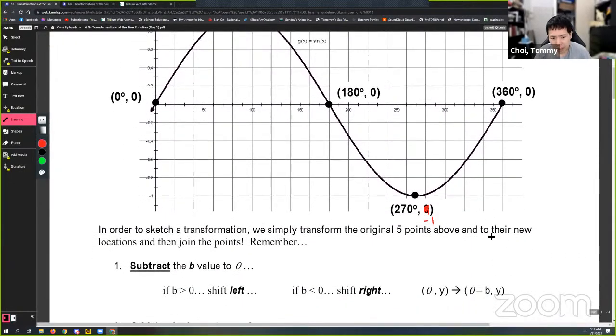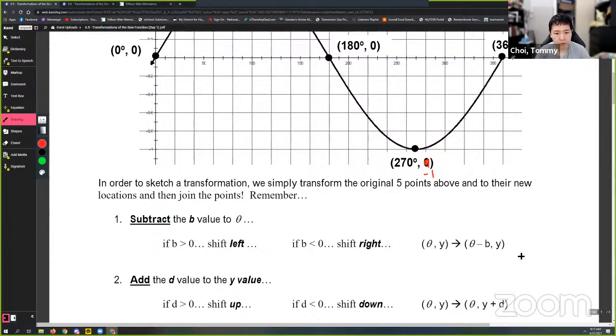In order to sketch a transformation, we simply transform the original 5 points above to their new locations, and then join the points. Remember, if the b value is subtracting, it shifts. Sorry, positive shifts to the left, negative shifts to the right. Remember how we said when we have x plus 2, this is actually negative 2? It's to the left. Same idea applies here.